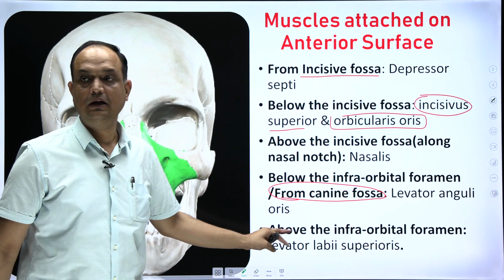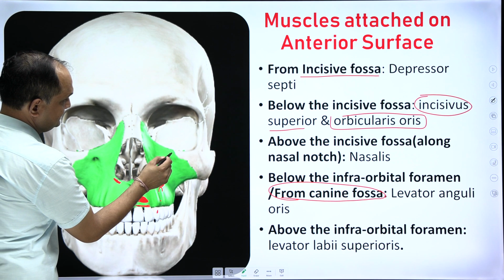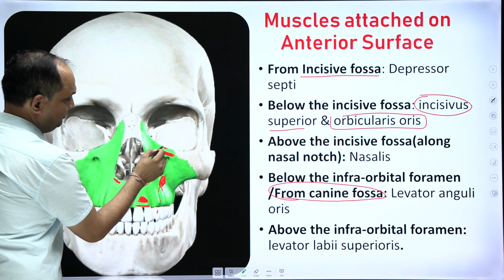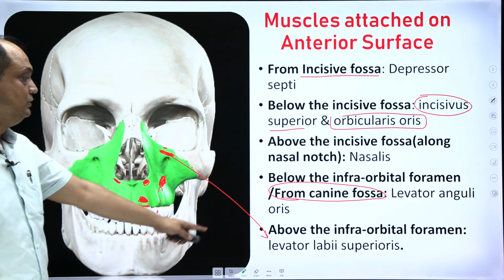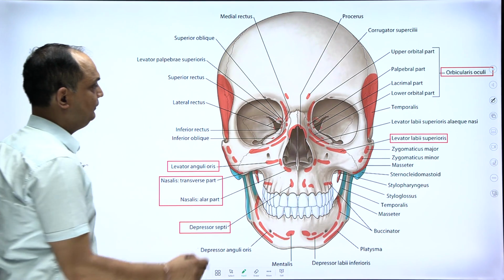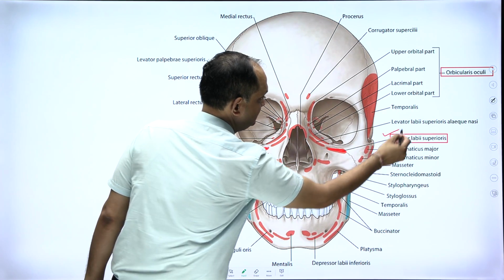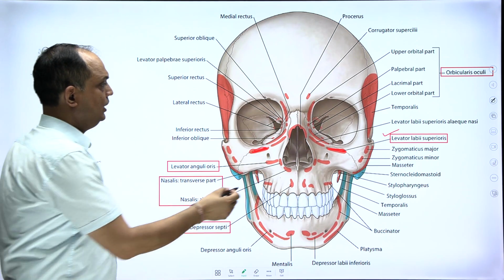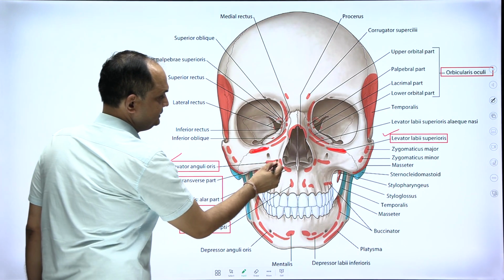Now you will have one more muscle, levator labii superioris. It arises above the infraorbital foramen but below the margin. So between the margin and the foramen you have levator labii superioris. You can also appreciate these muscles in this diagram, where this is your levator labii superioris, above the infraorbital foramen, and below the foramen you have levator anguli oris, which is here.